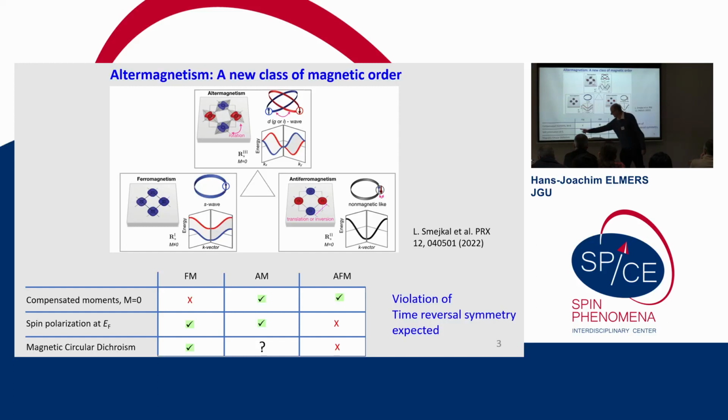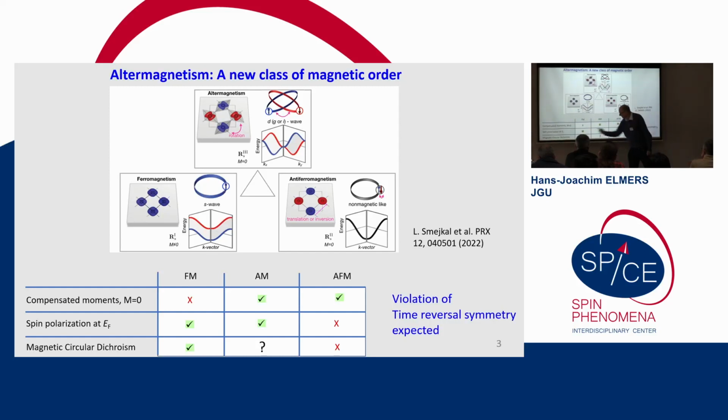For the spin polarization, you know that every ferromagnet has a finite spin polarization at the Fermi edge, or for certain bands. And for antiferromagnets, this is not the case. The spin polarization is always compensated. And for altermagnets, the theory is supposed to have spin-polarized bands in certain momentum directions.